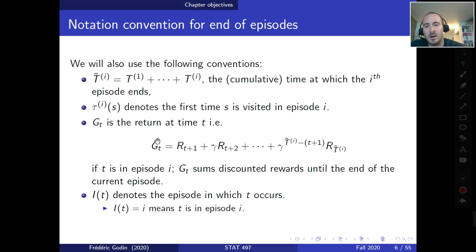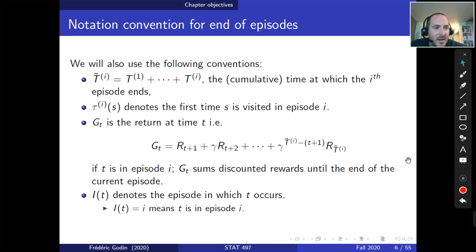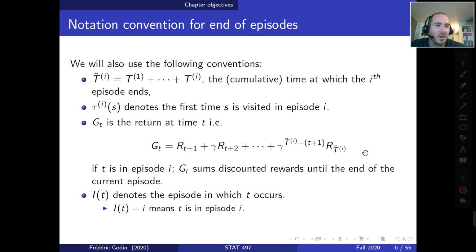Okay, so here GT still stands for the return, but now the way it's defined, it's the sum of all discounted rewards, except now we won't go until infinity. This sequence will stop at the last reward of the episode, because the next reward is associated with the next episode, so we shouldn't count it in the return. So the return ends when the episode ends.